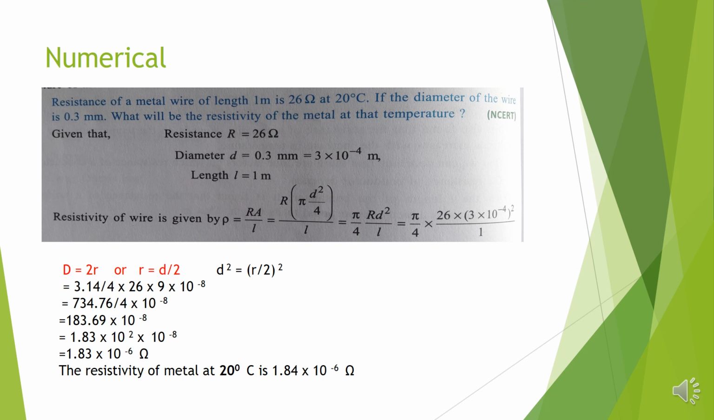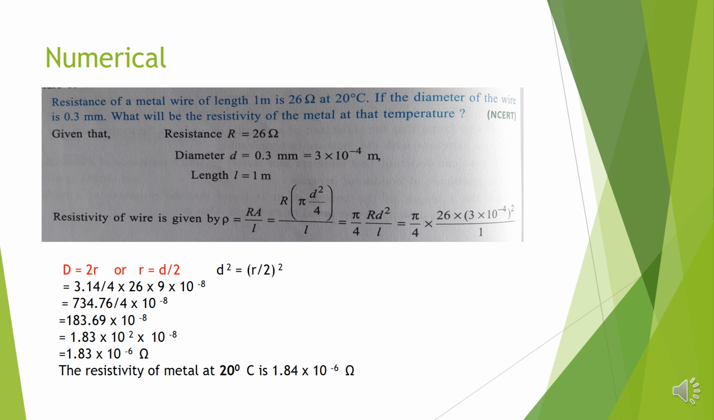10 to the power 3 into 10 to the power minus 4, whole square. So that means it is 3 square also. 10 to the power minus 4 into 2. That gives you 10 to the power minus 8. Then don't touch it anymore. Just do the calculation of the front part. Get the result. It is coming 1.83 into 10 to the power minus 6.